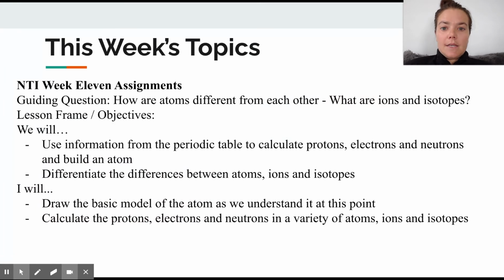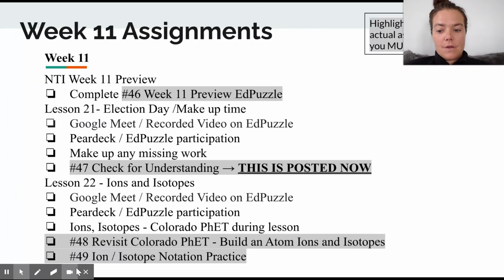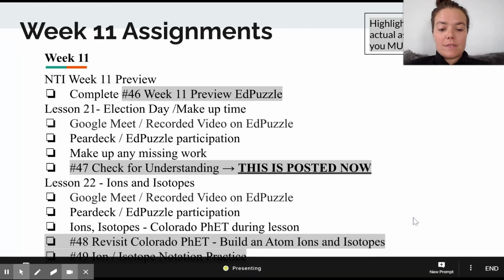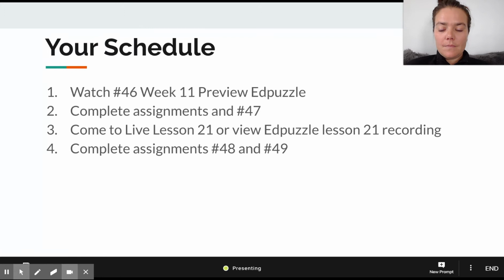So this week, like I said, isn't a whole lot of new stuff. We're still using the periodic table. We're still looking at the structure of the atom. But now we're looking at what are called ions and isotopes. At the end of the lesson, there will be 2 new assignments that I'm going to walk through with you a little bit later. So far this week, we've had our Ed puzzle preview as well as the check for understanding.